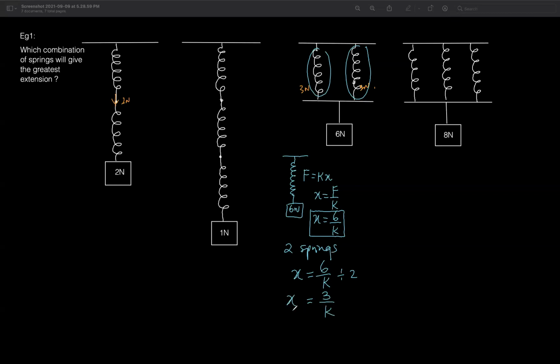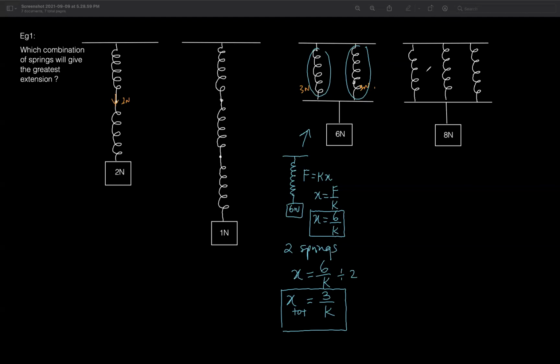What is this X? This is the total extension of the spring system. Because the force got shared, the extension got shared. So here I box this: the total extension of this number 3 is 3 over K, assuming all the springs are identical, so they have the same spring constants. Let's look at the next one.